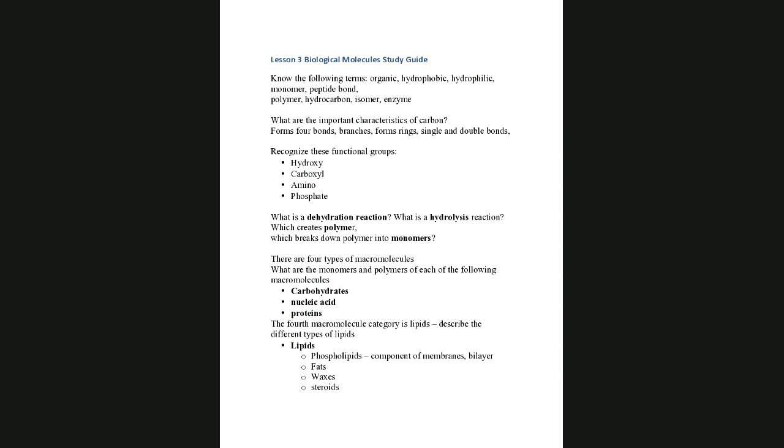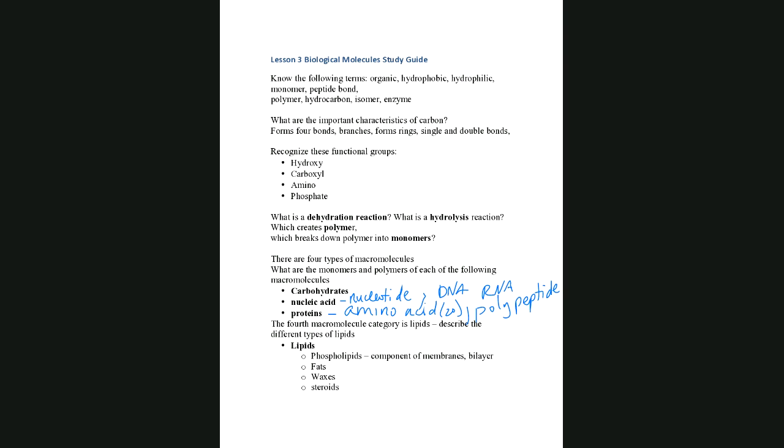Okay, let's talk about nucleic acids. The monomer for a nucleic acid is a nucleotide, and the polymer is DNA or RNA. For proteins, the monomer is an amino acid in which there are 20 different types, and the polymer is a polypeptide or a protein.